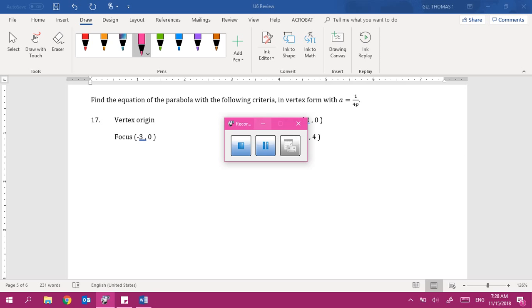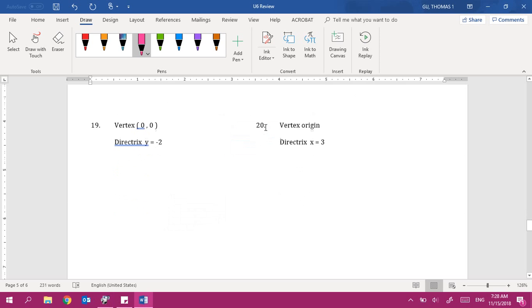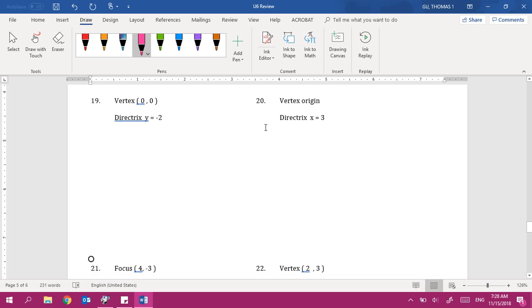We're going to write the equation for a parabola that has the following criteria. So number 20, they tell you the vertex and they tell you the directrix. On these kinds of problems, the very first thing you want to do is identify if it's a horizontal or vertical parabola. Looking at the information on 20, can you tell if it's a horizontal or vertical parabola? Horizontal parabola, and how did you know that?